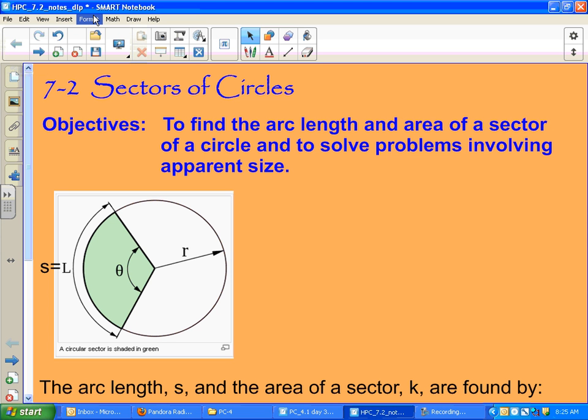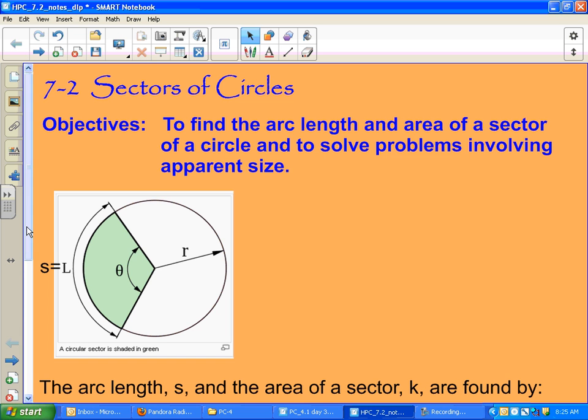All right, today we're going to talk about sectors of a circle and introduce you to the concept of a sector, which, again, think along the lines of pizza. The slice of pizza. Yesterday we looked at the crust part, the arc length. Today we're going to look at the actual slice itself.